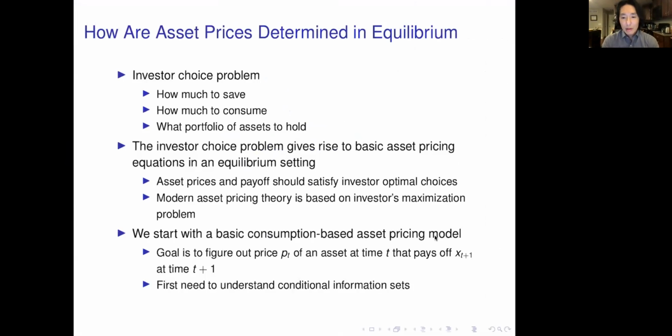So how are asset prices determined in equilibrium? So we will solve investor choice problems here. In other words, how much investors have to save, how much to consume, and what portfolio of assets to hold. So in equilibrium, we will derive what assets to choose, how much to consume, and then from there, we will derive asset prices. The investor choice problem gives rise to basic asset pricing equations in an equilibrium setting.